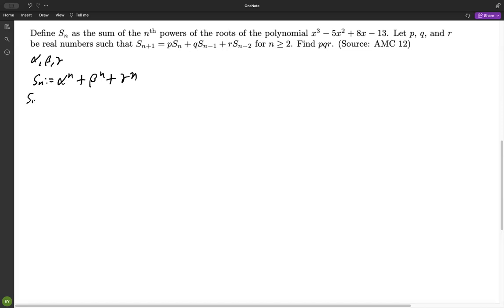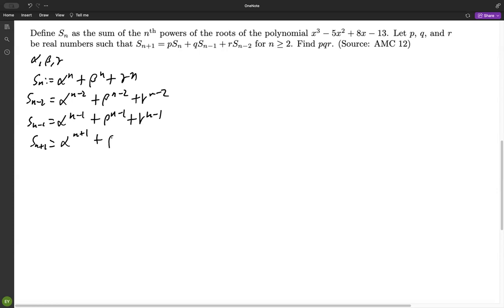So we know that S of n minus 2 is equal to alpha to the power of n minus 2, beta to the n minus 2, and gamma to the n minus 2. And we can do the same thing for the rest. So we have this, and the last one is S of n plus 1, which is this. Now here, let's try substitution. That might give us some information that's quite useful.